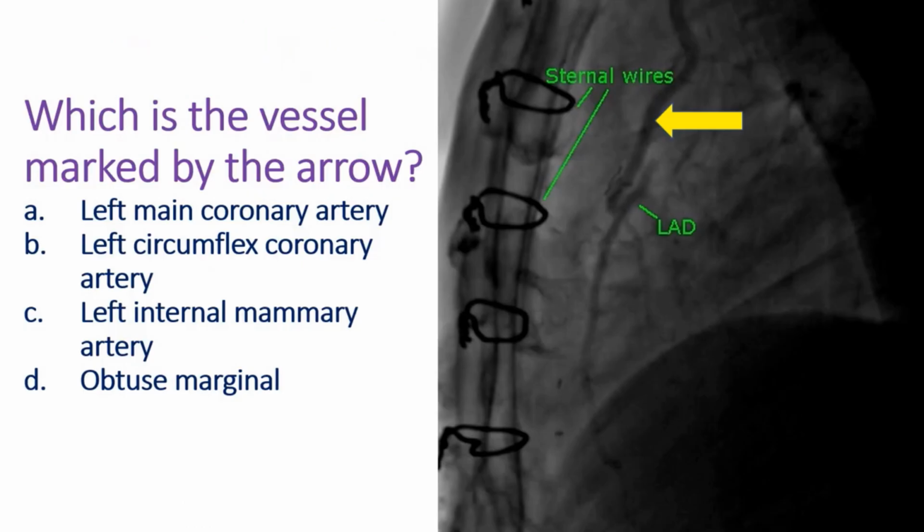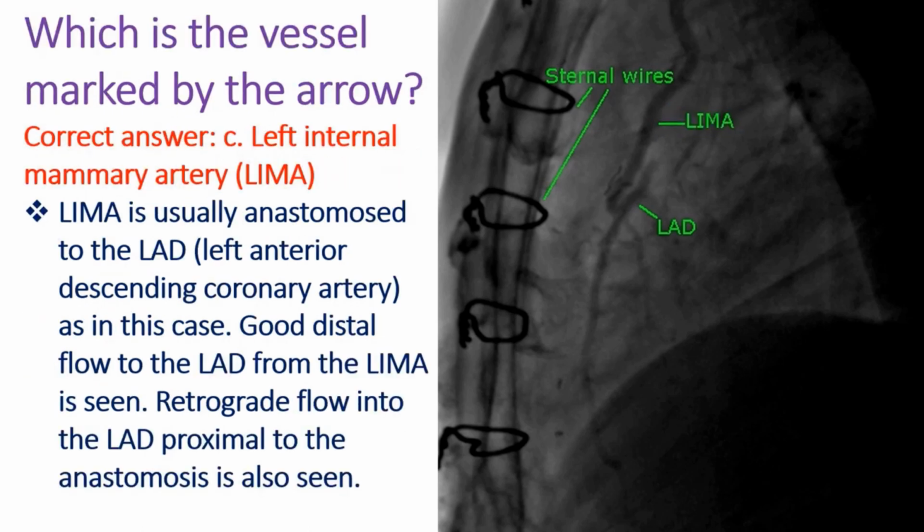Which is the vessel marked by the arrow? A. Left main coronary artery, B. Left circumflex coronary artery, C. Left internal mammary artery, D. Obtuse marginal. Correct answer C. Left internal mammary artery, LIMA.